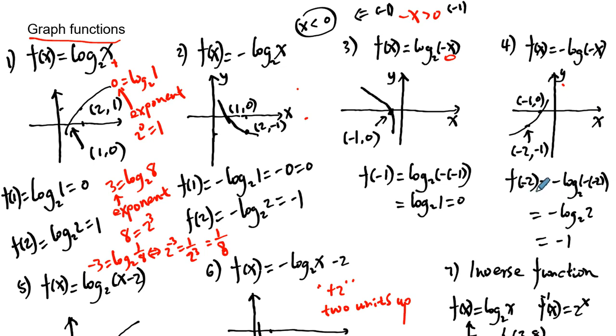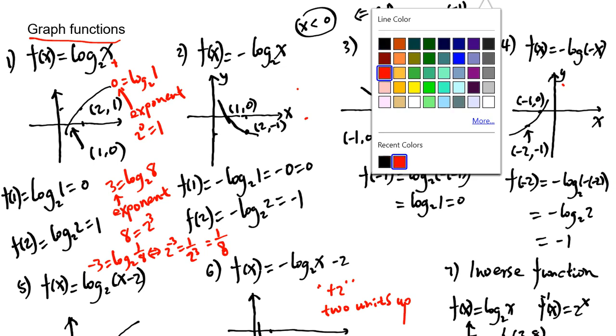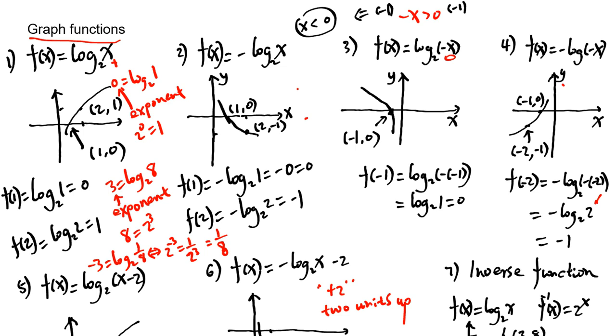And here is the example. You plug in negative 2 here, no, positive. Then negative 2 will be positive 2 here. Will be positive 2. And then log base 2 to the 2 is 1. And you have a negative in front of it. So then you will have x is negative 2, now the y is negative 1. Okay, negative 2, negative 1. Okay, that's the example.